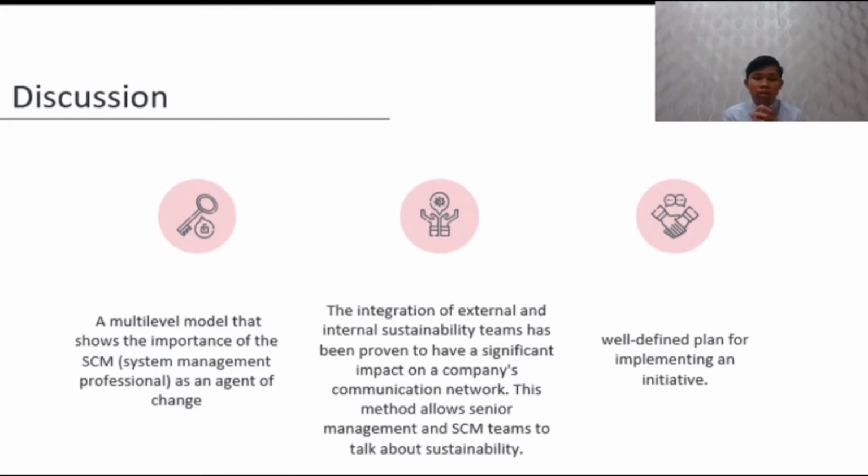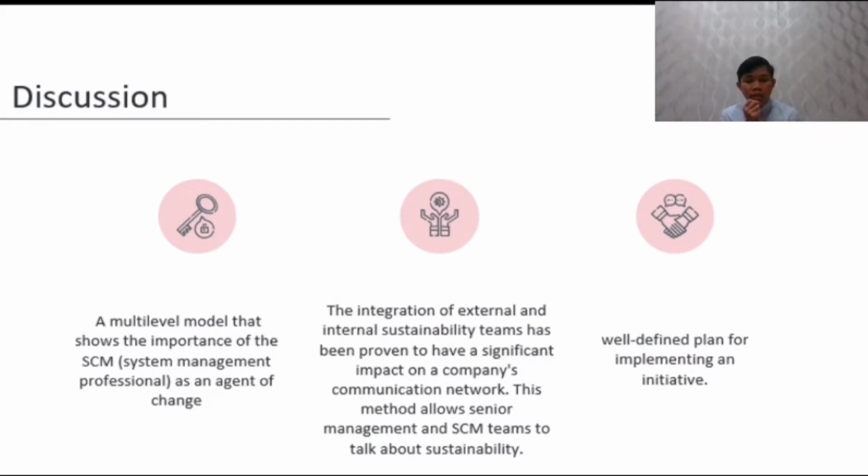The study calls for the recognition of the internal sustainability team as part of the SCM teams. This step can be taken to create a more effective communication network among the various management teams. The communication factors identified are related to the content of the communication. This factor suggests that sustainability discussions should be customized to highlight the department's benefits and not the organization's.